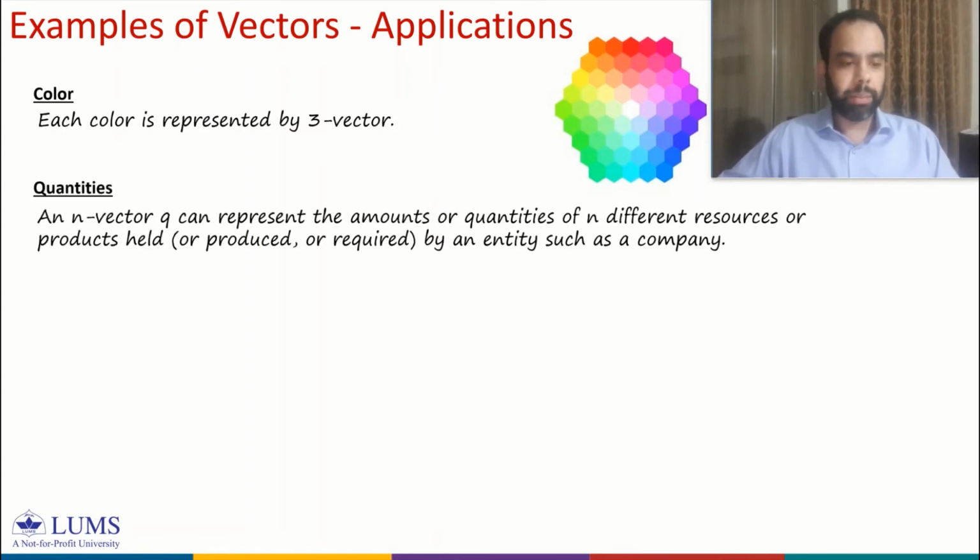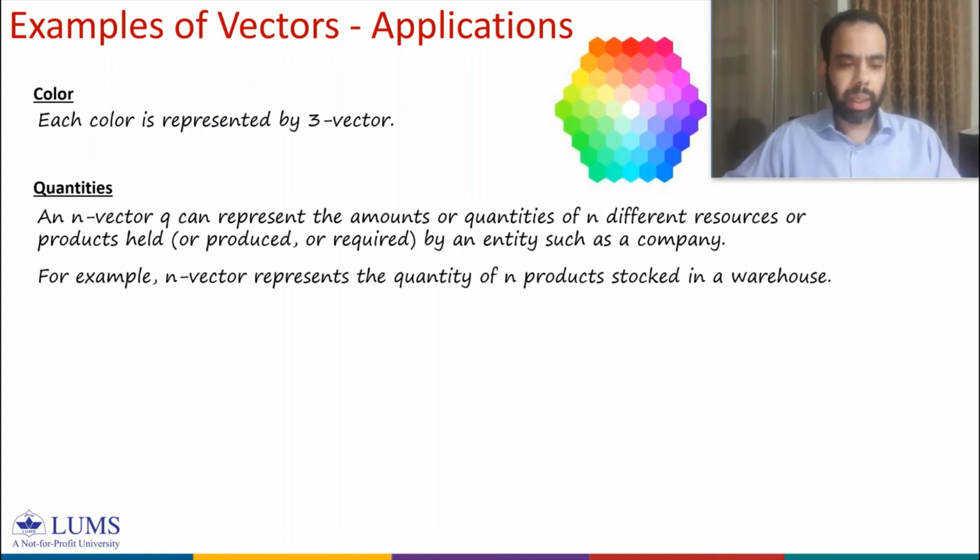Other examples could be quantities. An n-vector, a vector of size n, say call it q, can represent the amounts or quantities of n different resources or products that can be held, produced, or required by an entity such as a company. For example, an n-vector represents the quantity of n products stocked in different warehouses of a company. That is an example in which an n-vector represents quantity.